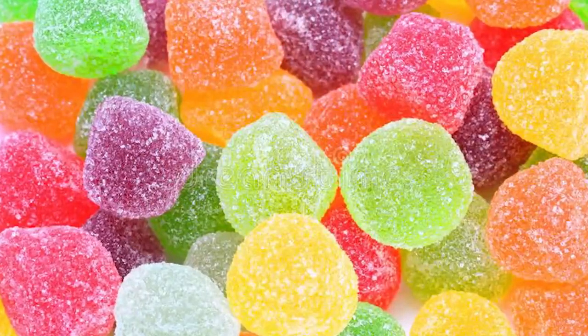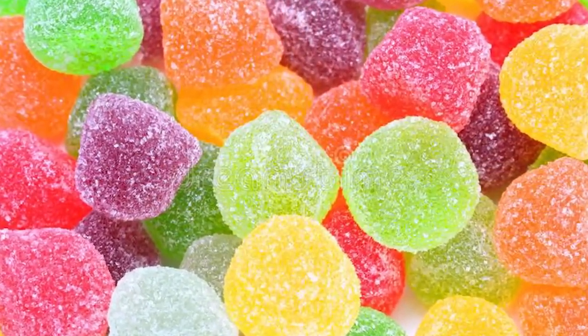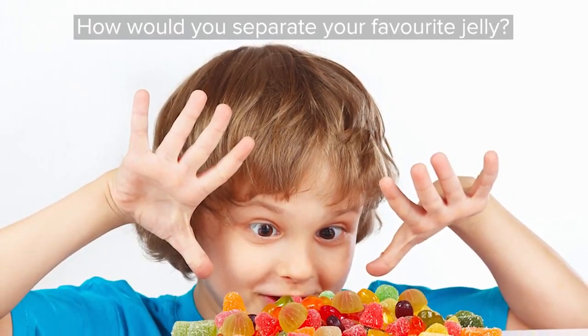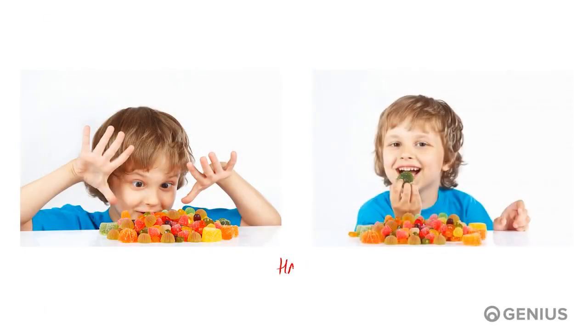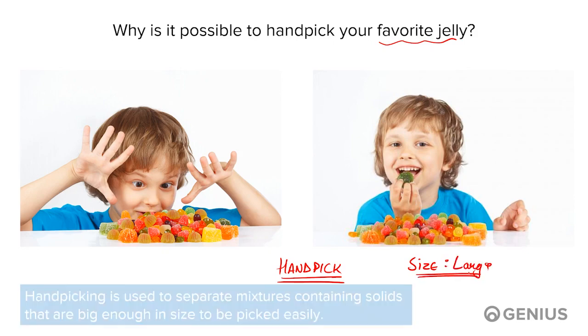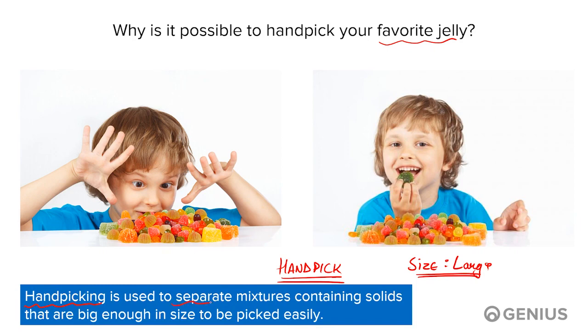अब suppose करो कि you are given a plate full of colorful jellies. However, आपको सिर्फ green वाली पसंद है. तो how would you separate and eat your favorite वाली green jellies? क्या करोगे आप? Right, आप hand pick करोगे और अपनी favorite jelly खा लोगे. But why is it possible to hand pick single colored jelly from this mixture? उसका रीजन है कि the size of these jellies is large enough to be hand picked. Thus, hand picking is used to separate mixtures containing solids that are big enough in size to be picked easily.